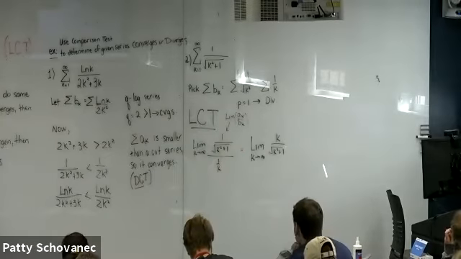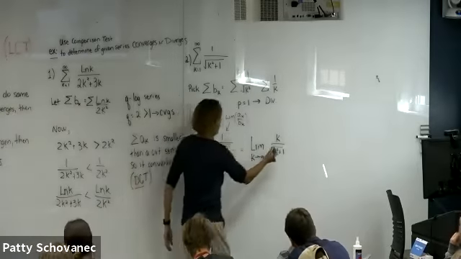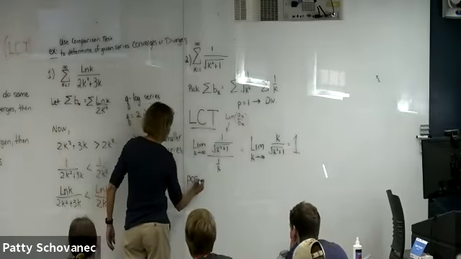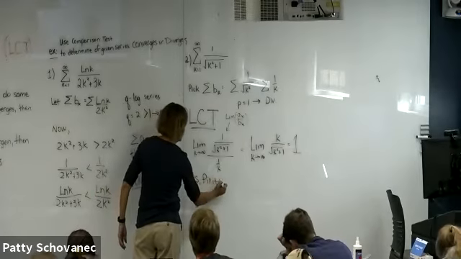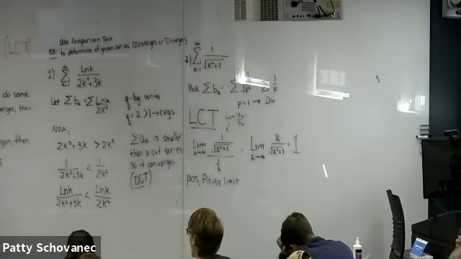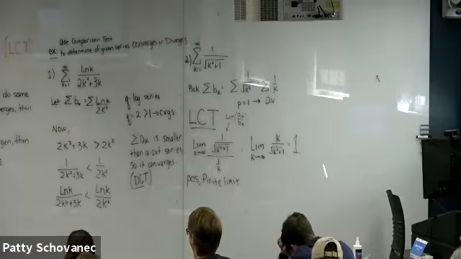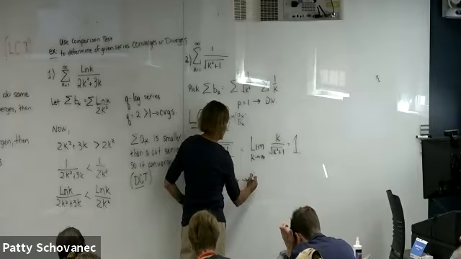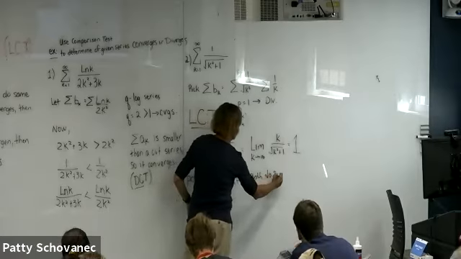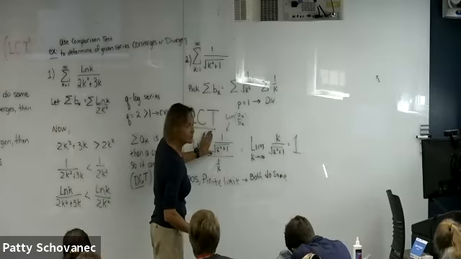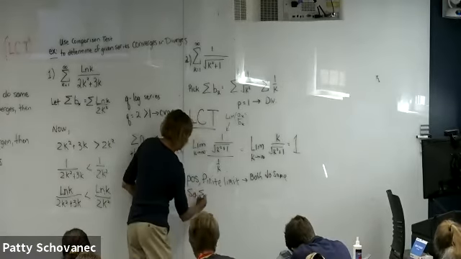Can you tell what that limit is going to be? That limit is 1. So we get a positive finite limit. The limit comparison test: if you get a positive finite limit, both series do the same thing. They behave in essentially the same way. So both series do the same. I look up here, my comparison series diverged, so my given series diverged.